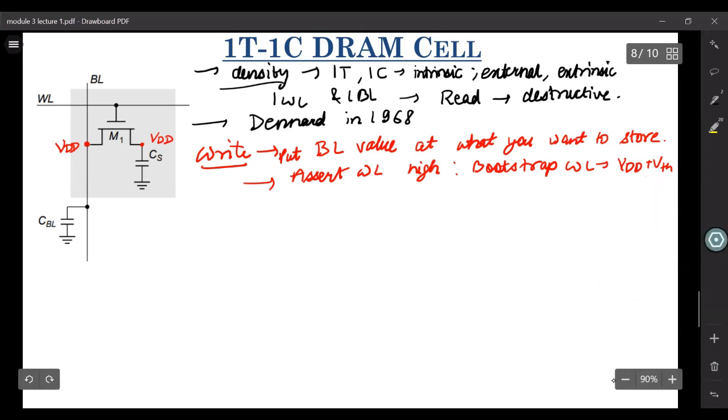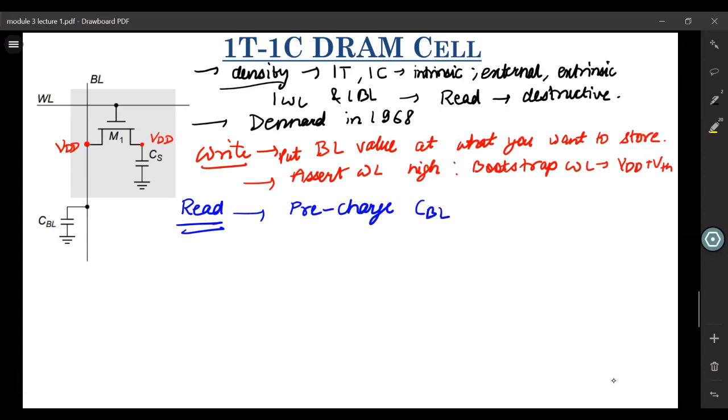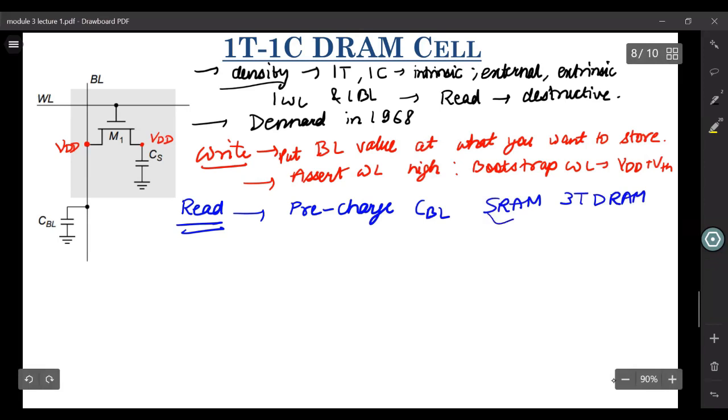Now let's say we want to read it. So for reading, what we do is we first precharge our CBL. Let's say the CBL is over here, we precharge it. So in your SRAM or even in your 3T DRAM, what we did was we precharged it to VDD. But here we don't precharge it to VDD. We precharge this to only VDD by 2, half the value.